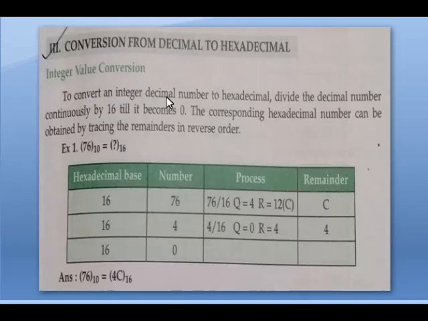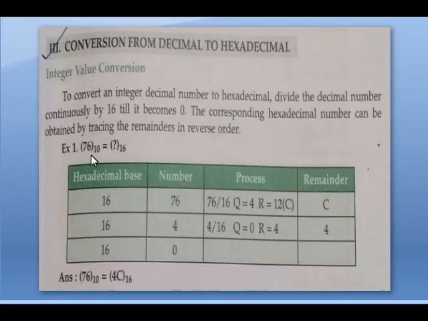To convert an integer decimal number to hexadecimal, divide the decimal number continuously by 16. Why? Because the base of the hexadecimal number is 16. So we have to divide the given decimal number by 16 till the quotient becomes 0. The corresponding hexadecimal number can be obtained by tracing the remainders in reverse order, same as the previous number conversion.